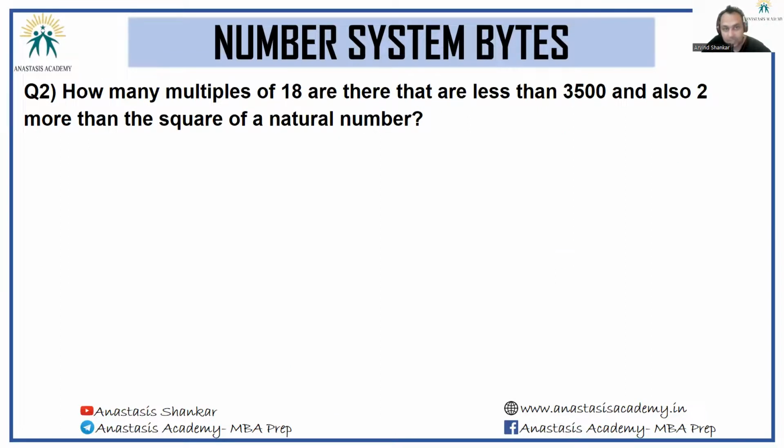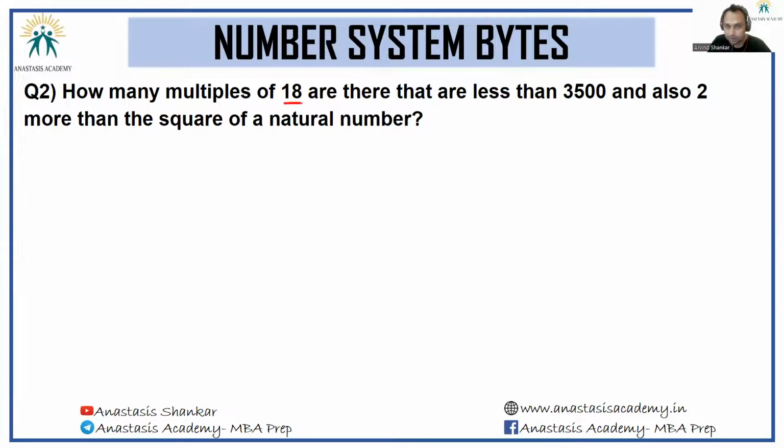Next, how many multiples of 18 are there that are less than 3500 and also 2 more than the square of a natural number? Now, the idea that you have to get here is cyclicity. If you find one such number, hopefully all of you can see the smallest such number is 4.